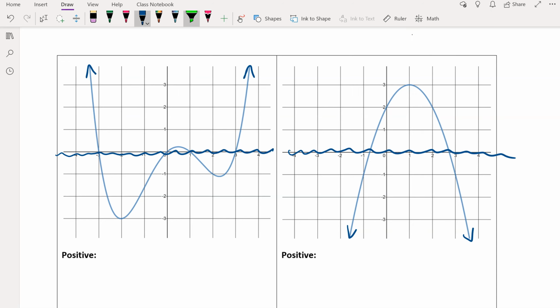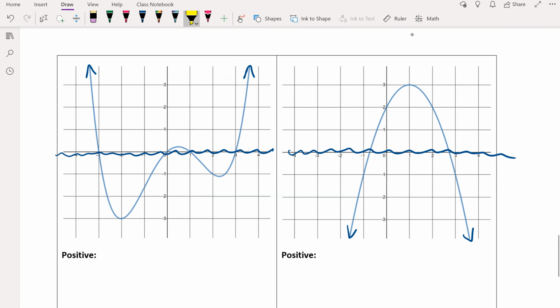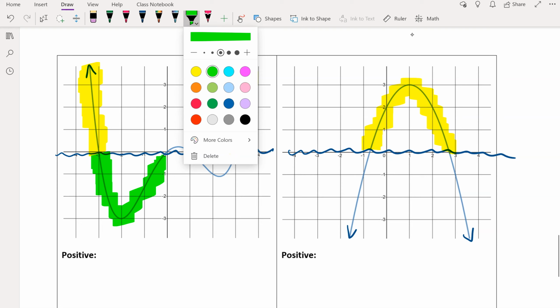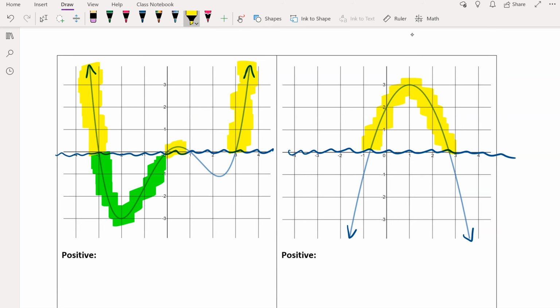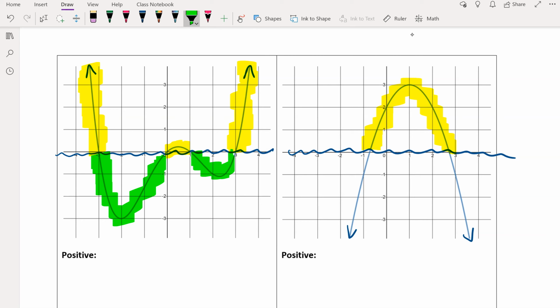Okay, so where are we positive? I will highlight it in yellow. We are positive above the x-axis. And we're negative below the x-axis. Oh, I missed a tiny little section that we were positive. Right here. Okay. And we are again going to use the x intervals to describe where we're positive and negative.